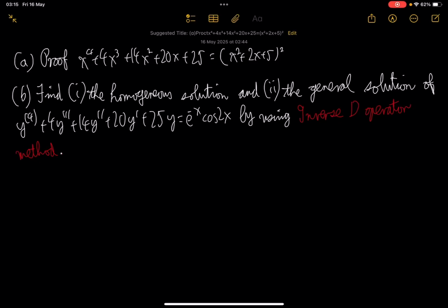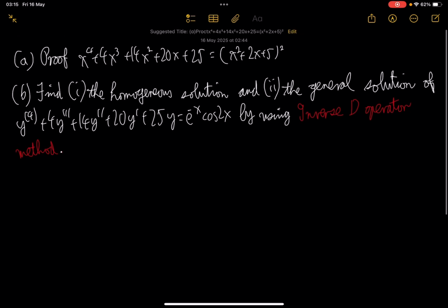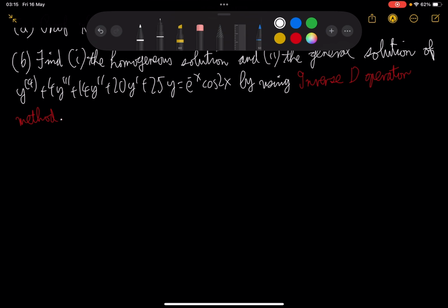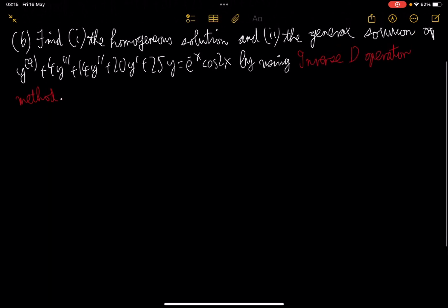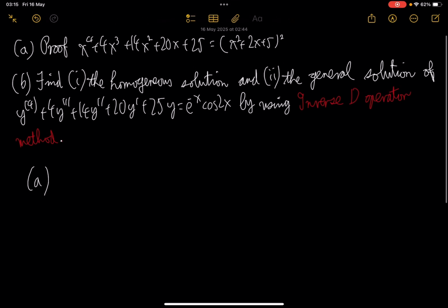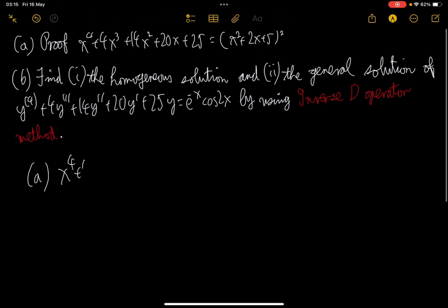Hello guys, today we are going to do fourth order homogeneous differential equations. First we are going to do part A: prove x power 4 plus 4x cubed plus 14x squared plus 20x plus 25 is equal to x squared plus 2x plus 5 squared. First I'm going to write down part A.